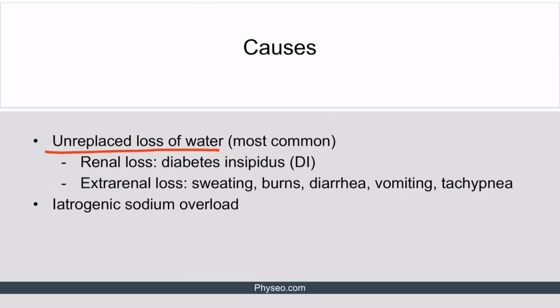Note that certain causes like diarrhea and vomiting can be implicated in both hyponatremia and hypernatremia. When water loss is more prominent than sodium loss, we will have hypernatremia, whereas if sodium loss is more prominent than water loss, we'll have hyponatremia. Lastly, iatrogenic sodium overload can be a possible cause of hypernatremia.